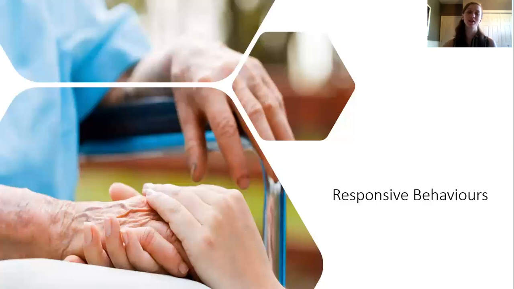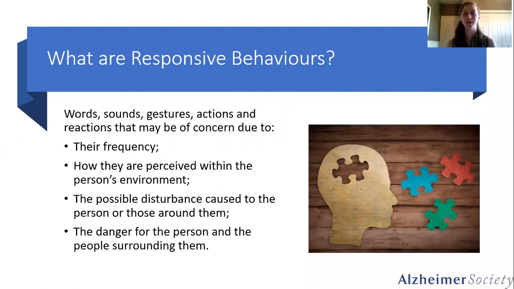So today's topic is going to be responsive behaviors. So what exactly do I mean by this? We're talking about behaviors that present a particular challenge to the person with the disease. They might be challenging because of how frequent they are. They might be challenging because of how they affect the person's relation to their environment, to the people around them, whether that be their family members at home, care workers in different settings, or in a group setting, even the other residents, the other people that they live with.